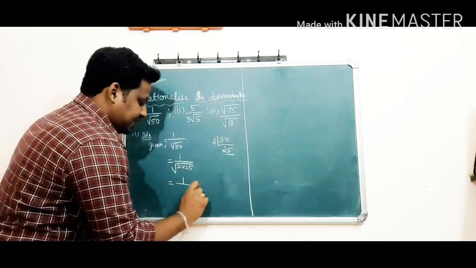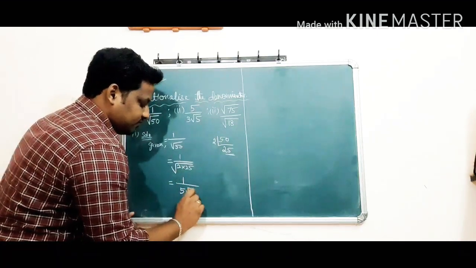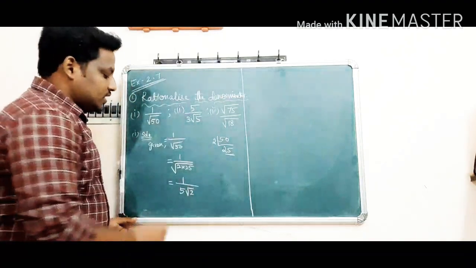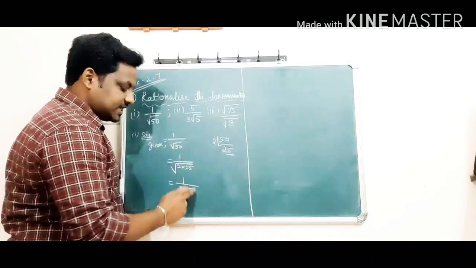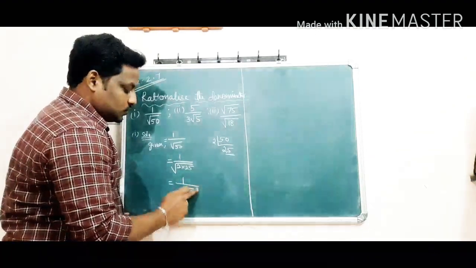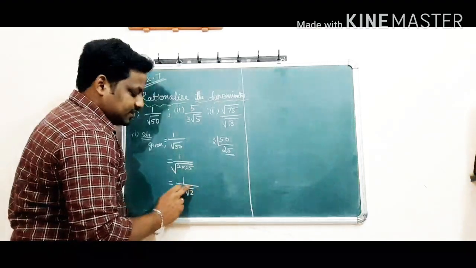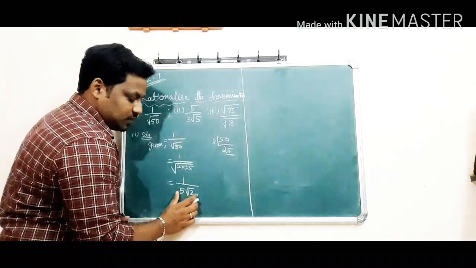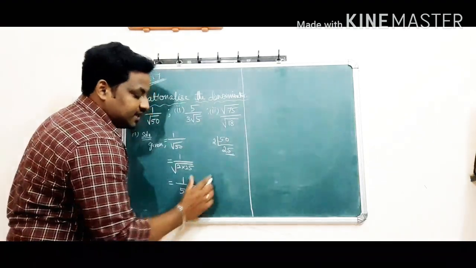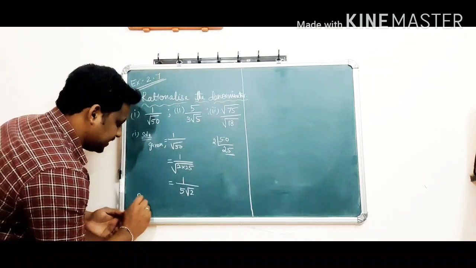So 1 divided by 5, this root will remain the same, root 2. So you have to change the value root 2. So you have to take a conjugate. Conjugate means the value that is given in the denominator. So you have to multiply. If there is only one term, you have to multiply both numerator and denominator, which means rationalizing the denominator.